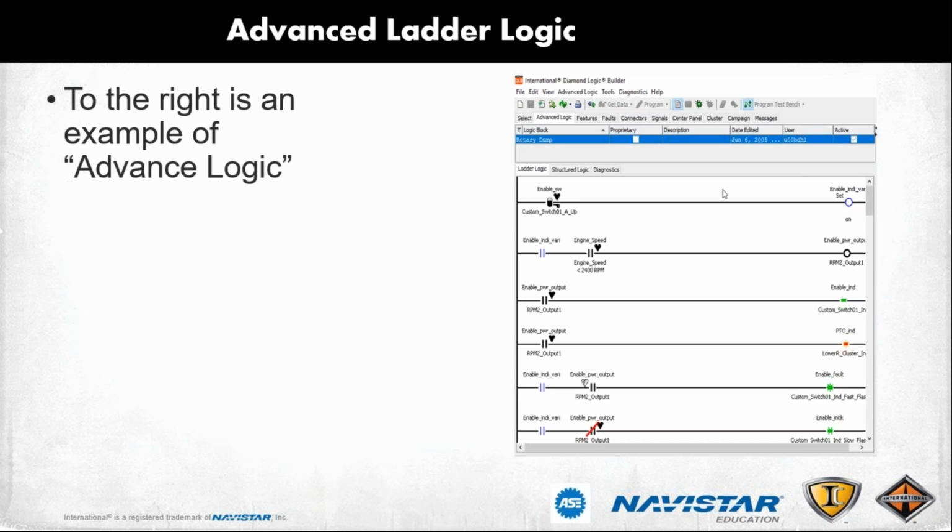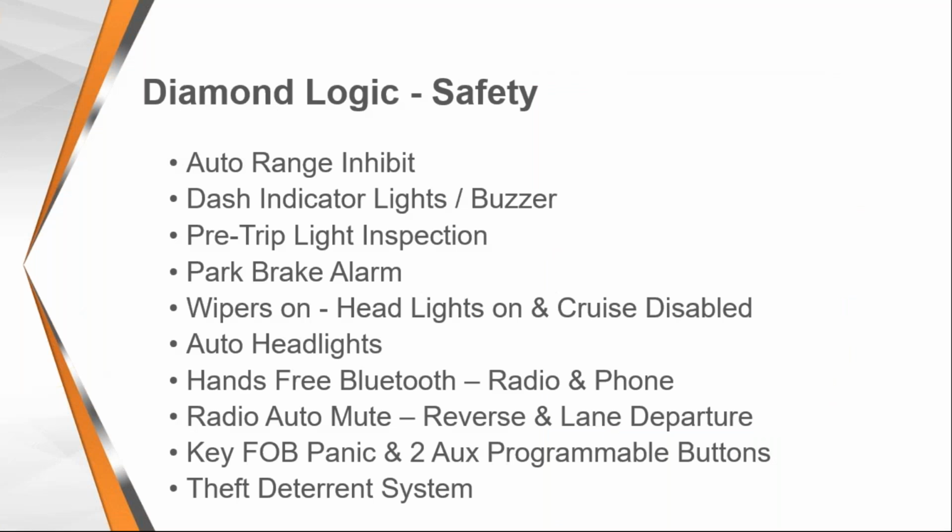Other type feature codes, we have an auto range inhibit, which prevents the transmission from going into gear for different reasons. It may or may not be desirable for the transmission to change gears, and they can prevent that. Dash indicator lights and buzzers, like I stated in this.